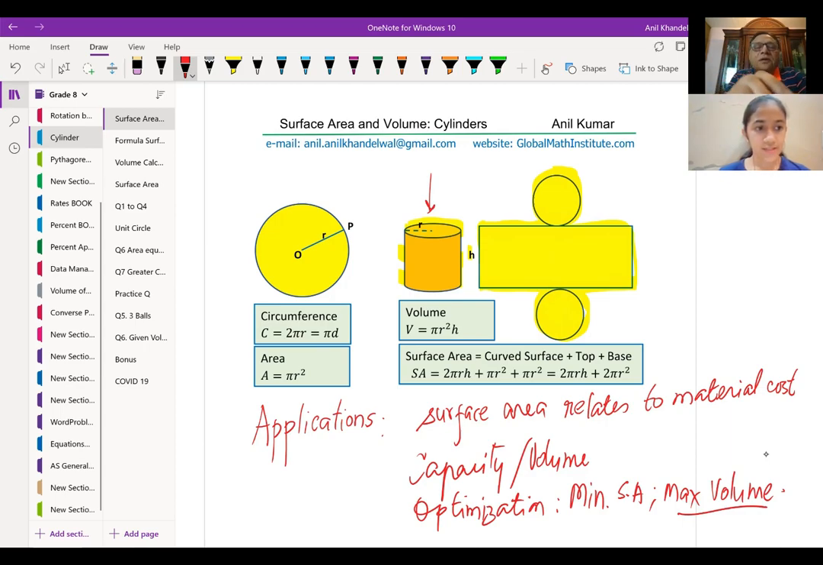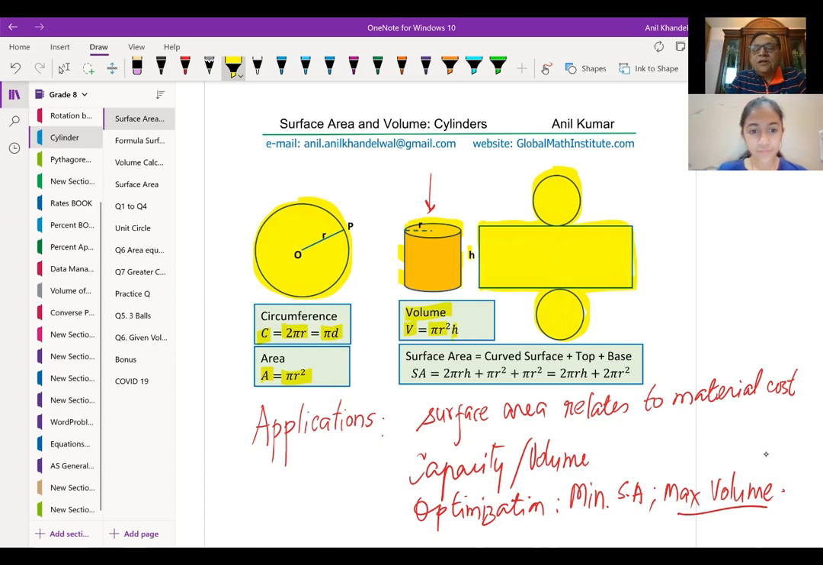Now, here are some formulas given to you for your reference. As you know, for a circle, what is the circumference? Circumference is 2 pi r or pi d. And what is the area of a circle? It is pi r squared, correct? What is the volume of a cylinder? Volume of a cylinder is pi r squared h. How do we get this?